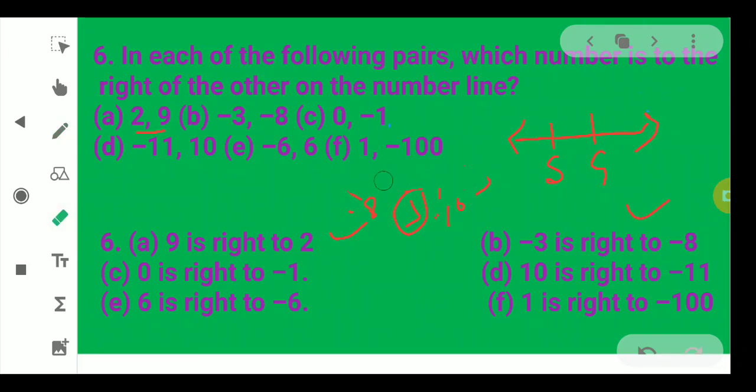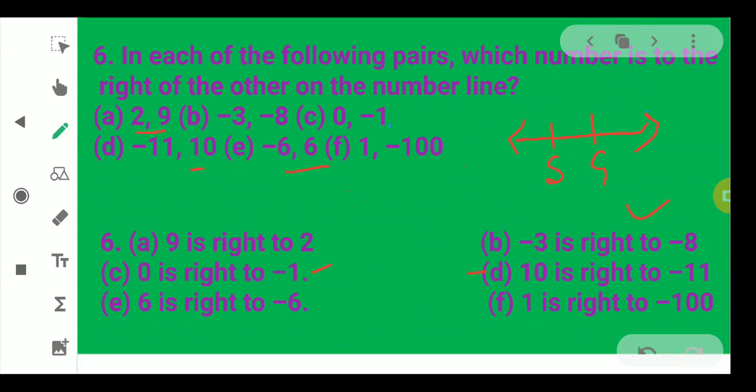Then 0 and minus 1. Now since 0 is in the middlemost position, on the left side of 0 it is negative, right side is positive. So between 0 and minus 1, our 0 will be on the right side. Minus 11 and 10. Now 10 is a positive number and positive numbers are always on the right and greater than the negative number. So our 10 will be on the right of minus 11.